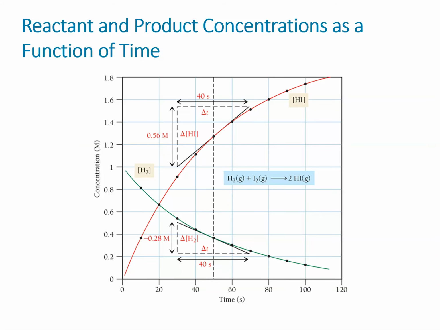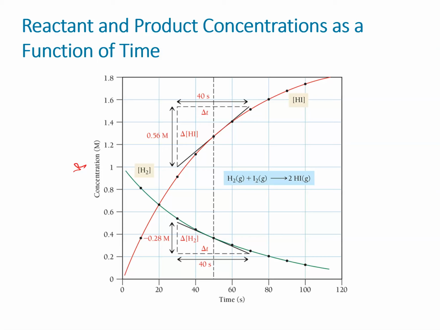So what does this look like if we're actually evaluating the change of concentrations? Well, let's take a look at this graph. Along the y-axis, we have concentration in moles per liter, or molarity. On the x-axis, we have time in seconds. And we're looking at the same reaction: 1 mole of hydrogen gas reacts with 1 mole of iodine gas to form 2 moles of hydrogen iodide gas.